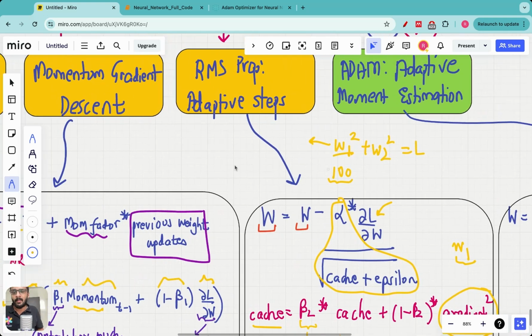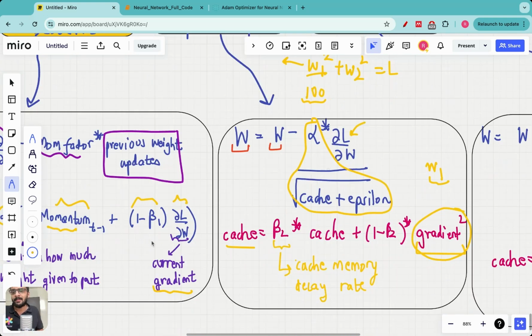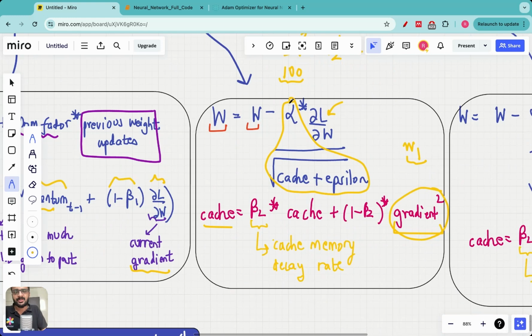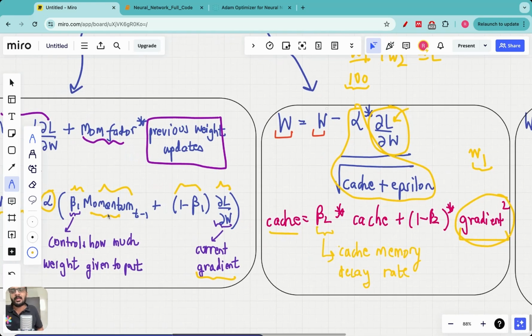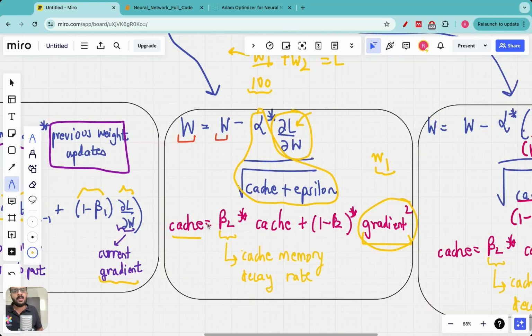momentum. In momentum, the step size is not adapted. In RMS prop, the step size changes for each parameter, but this gradient term, this partial derivative of loss with respect to W, is fixed. In momentum, this term itself takes into account the past gradients.